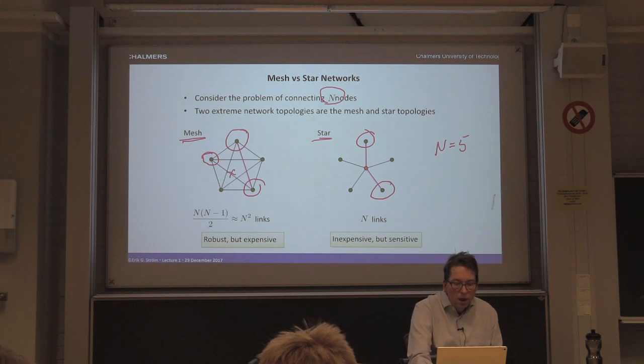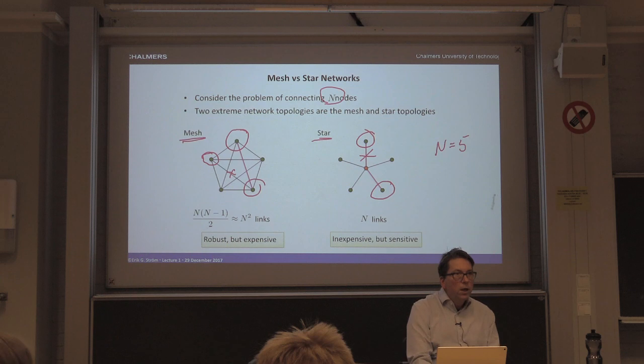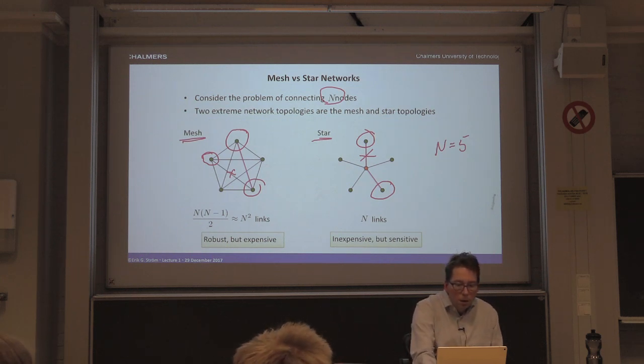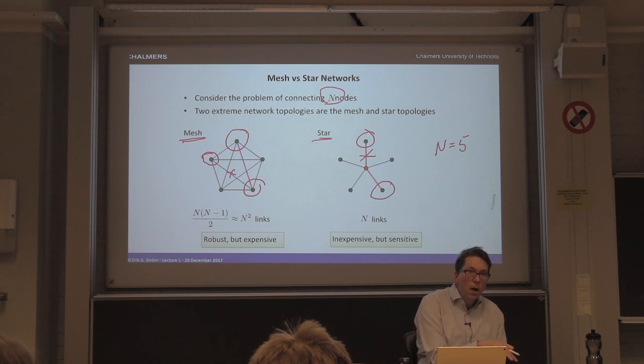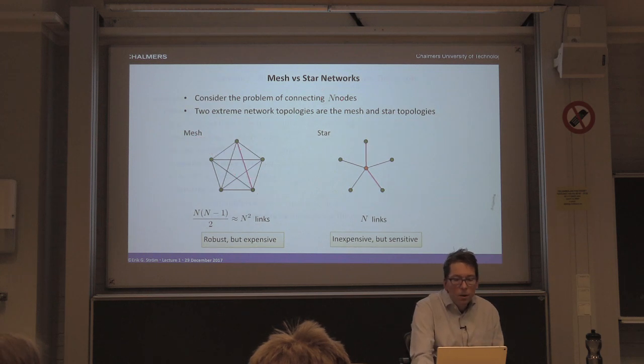While in this case, when we have a star, if this link is cut in half, then this poor node has no communication to any node. So it's quite unrobust in that sense. Okay. So depending on your needs, you go for a mesh or a star or something in between. Okay.